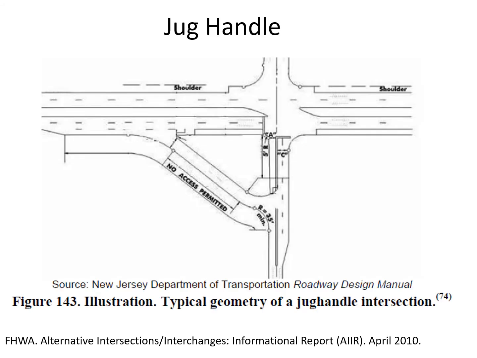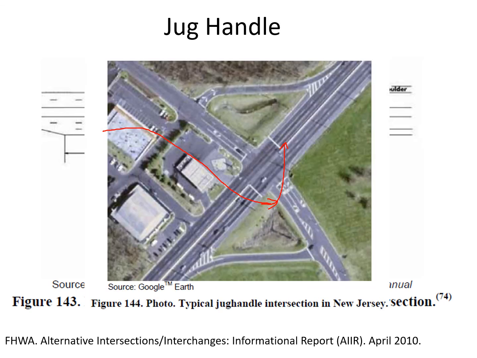The jug handle is another one very, very common to see in New Jersey. And the idea here is to move this left turn to the right. So we're going to push it further this way to then make the left turn, known again as a jug handle intersection. And here's just an image of an actual jug handle, so turning right, then to make this left turn to go through the intersection.